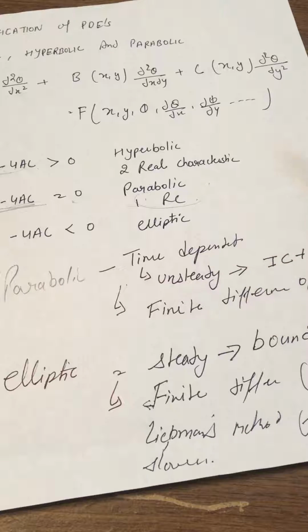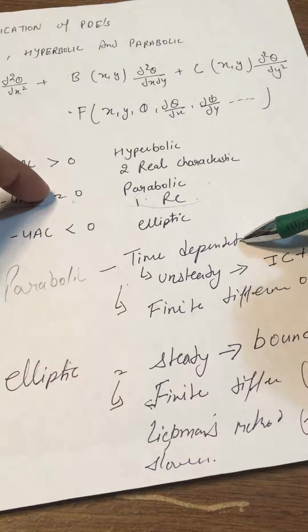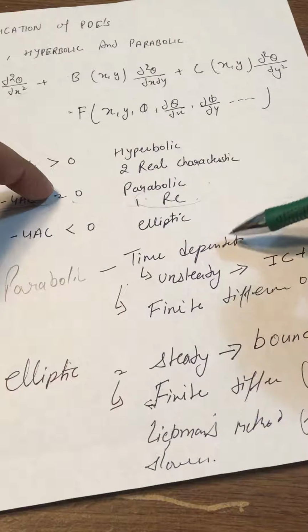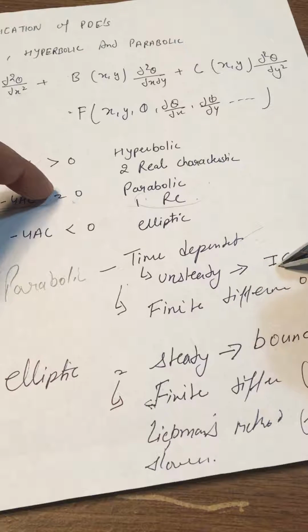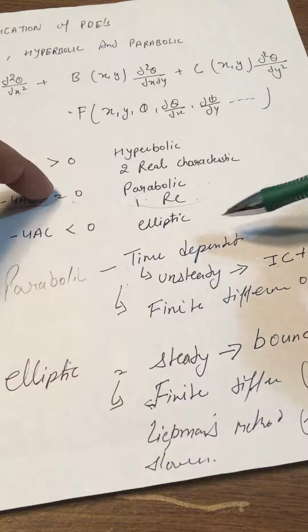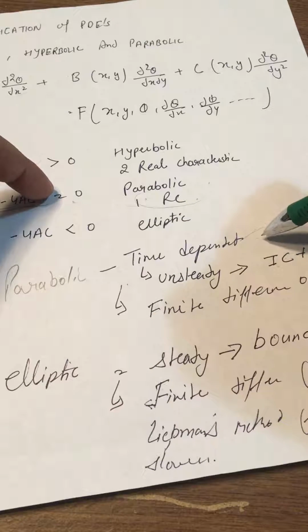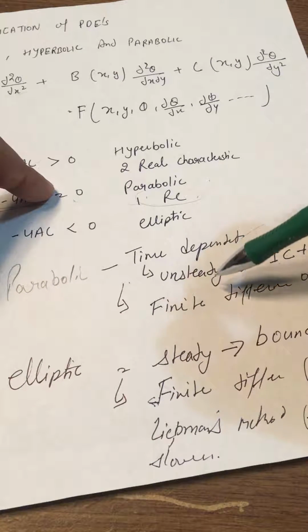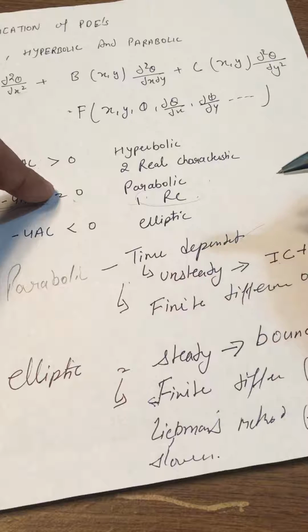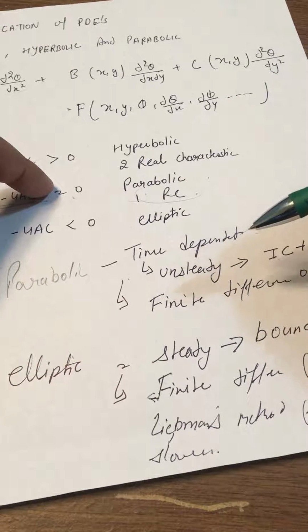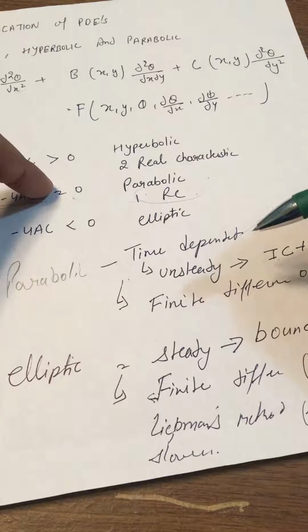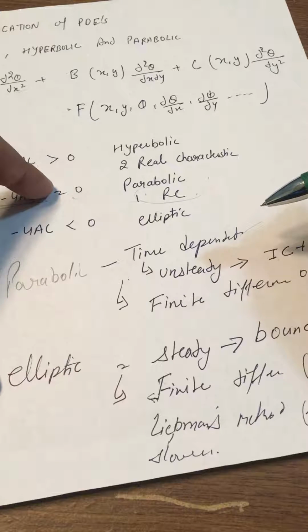For this class, we use parabolic and elliptical equations. So parabolic equations are time dependent equations. These are unsteady and depend on the initial and boundary conditions, and we can solve parabolic PDEs by using the finite difference operator. For elliptical, it's a kind of steady state problem, and these kinds of problems totally depend on the boundary conditions.